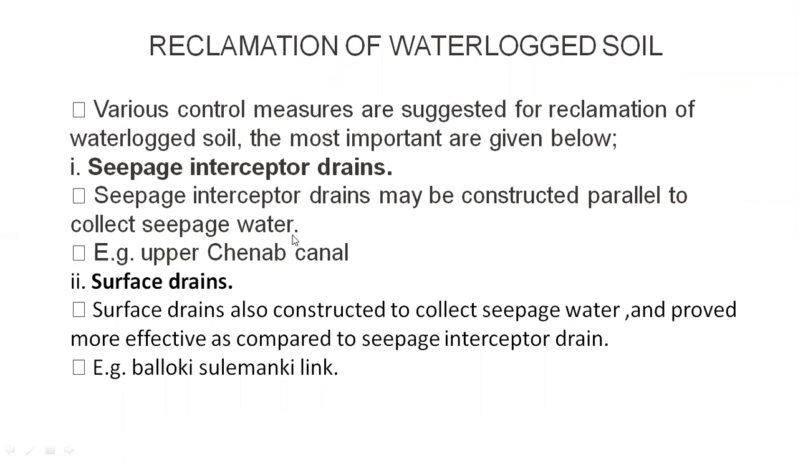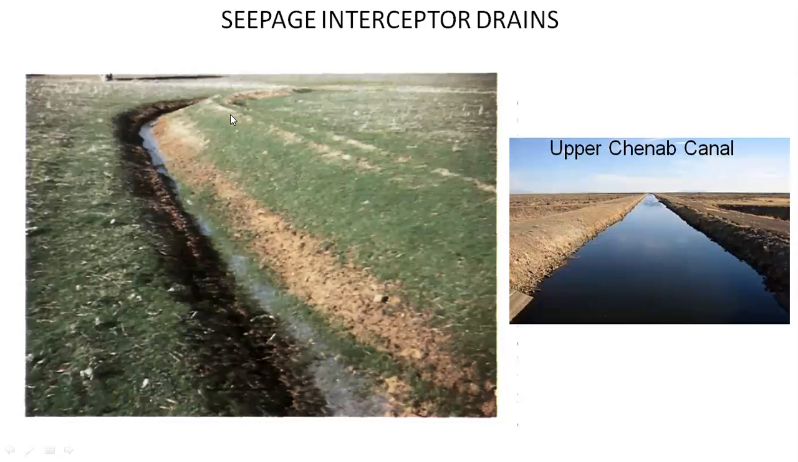Seepage interceptor drains are constructed. They are basically the drains which are constructed parallel to collect seepage water. For example, this is being shown in the next slide. I think this one is showing you the seepage interceptor drains, which will be collecting extra amount of water, and then they will not allow the water to be standing on the surface or cause water logging in certain areas.